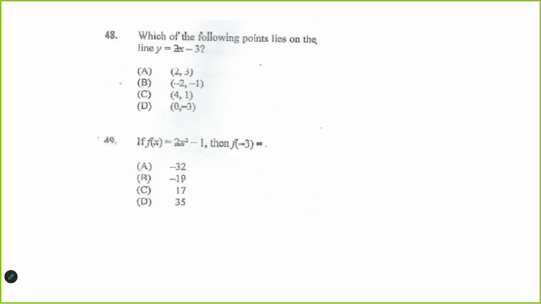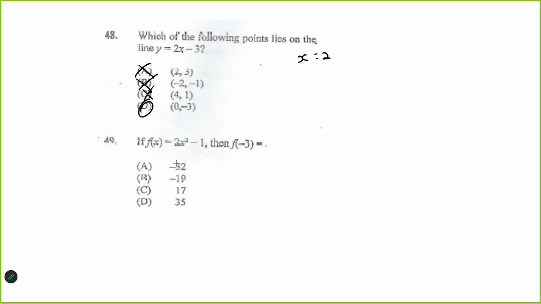Okay, so you're substituting these values and you have to get. So when x is equals to 2, am I getting y is equals to 3? So 2 2s are 4, 4 minus 3 is 1? No. 2 by negative 2 is negative 4 minus 3 is negative 7. No. 4 2s are 8, 8 minus 3 is 5, so no. When x is 0, so 2 by 0 is 0, 0 minus 3 is negative 3, so the answer is D.